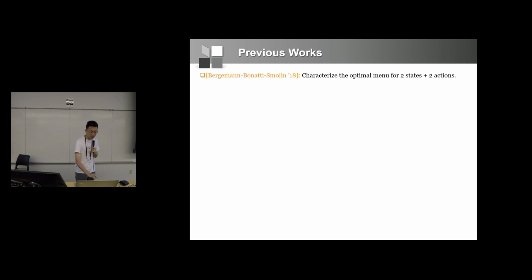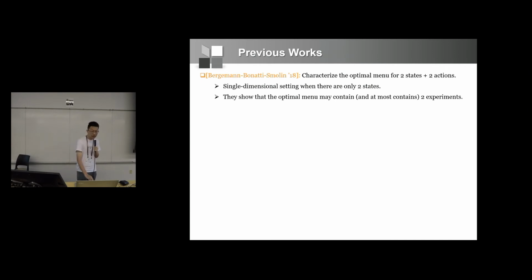Okay, some previous works. In the paper by Bergemann et al., they characterized the optimal menu for the two states, two actions case. One remark is that when there are only two states, this is a single dimensional setting. However, what they show is that even in a single dimensional setting, the optimal menu may contain, and in fact at most contains, two experiments. This is different from the classic auction, because in the classic auction, if there's only one item and one agent, the optimal mechanism is simply a posted price. So here we may need two experiments to achieve the optimal revenue.